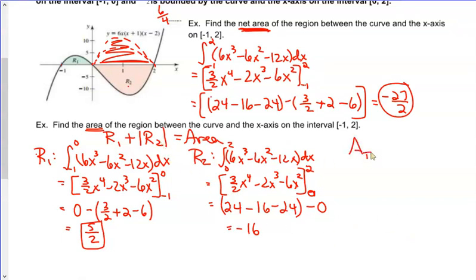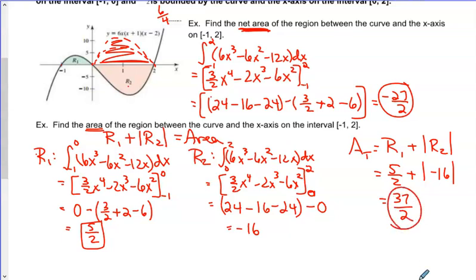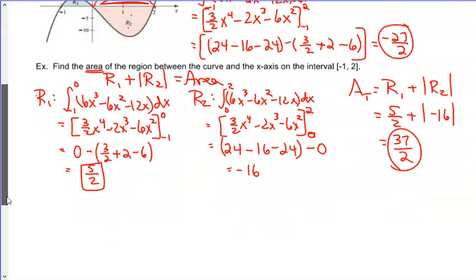So the area total comes from taking region 1 plus the absolute value of region 2, which is 5/2, plus the absolute value of -16, getting a common denominator, and adding those together leaves you with an area of 37/2. So you just can't assume that you are just taking the opposite of this, because remember, this was a positive minus a negative. There was a net area there. So this should be higher than the absolute value of that net area.